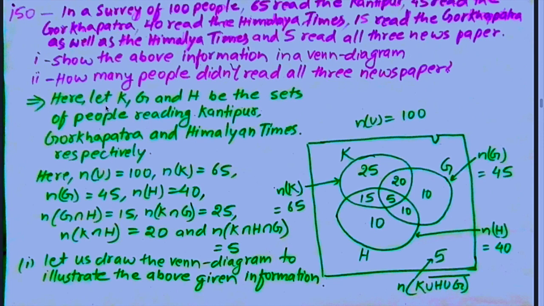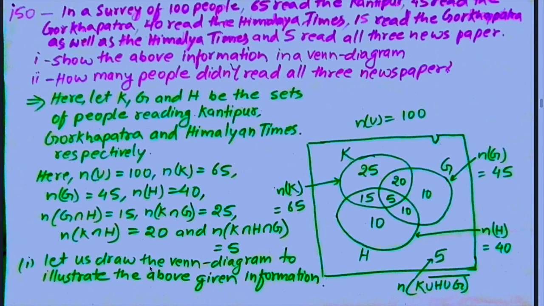Let K, G and H be the sets of people reading Kantipur newspaper, Gorkhapat newspaper and Himalaya Times newspaper respectively. Here n(U) equal 100, n(K) equal 65, n(G) equal 45 and n(H) equal 40, and n(G intersection H) equal 15, and n(K intersection G) equal 25, and n(K intersection H) equal 20, and n(K intersection H intersection G) equal 5.